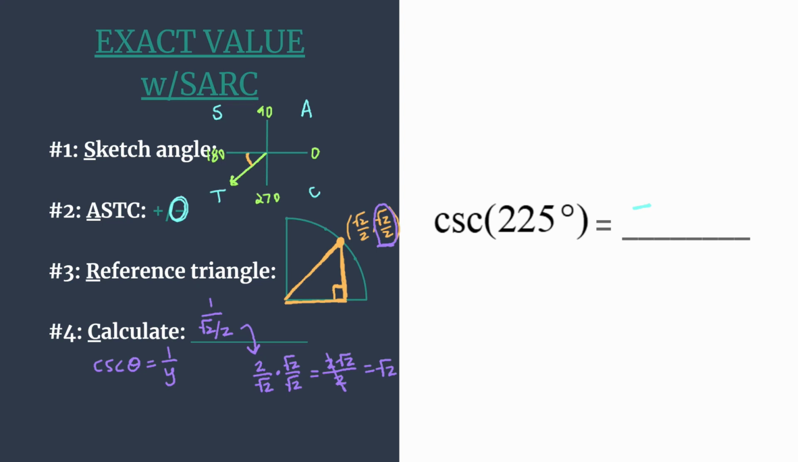Eventually, you'll get to the point where you know that square root of 2 over 2 and root 2 are reciprocals once you've done enough practice with the exact values. But for now, it's completely fine to calculate it out like this every single time. So we know that the cosecant of 225 degrees is negative square root 2.